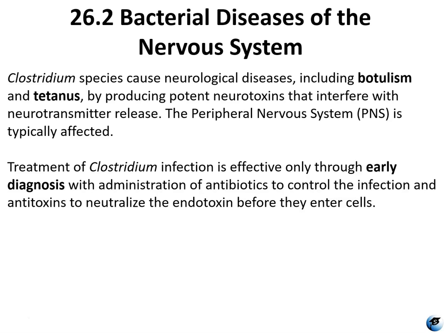Clostridium species cause neurological diseases, including botulism and tetanus, by producing potent neurotoxins that interfere with neurotransmitter release. The peripheral nervous system is typically affected. Treatment of Clostridium infections is effective only through early diagnosis, with administration of antibiotics to control infection and antitoxins to neutralize the toxin before it can enter the cells.